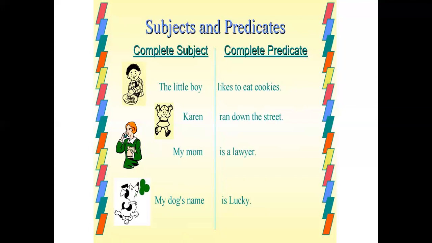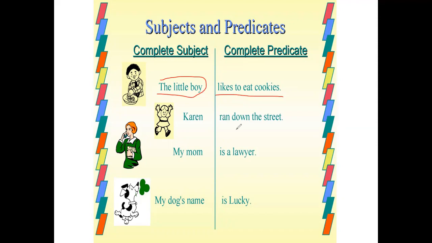So we have this sentence, the little boy likes to eat cookies. Who is the sentence about? It's about the little boy. So all these words are the complete subject, the little boy. What about the little boy? He likes to eat cookies. So likes to eat cookies is the predicate.